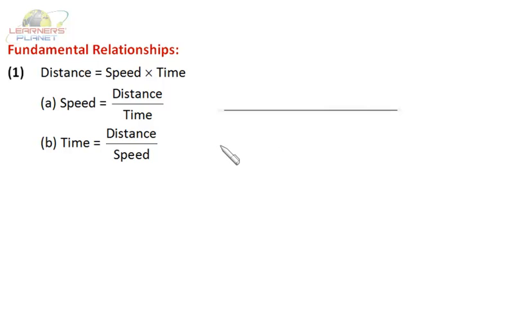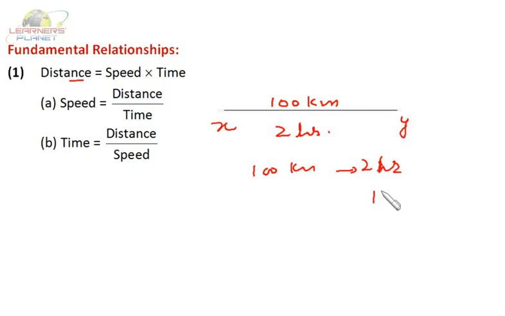Friends, let's understand the relationship among these three terms, that is time, speed and distance. Suppose it is a place X and it is a place Y, and the distance between these two places is 100 kilometer. Now if I am covering that distance in 2 hours, that means per hour how much distance am I covering? If I'm covering 100 kilometers in 2 hours, then in 1 hour I'll be covering 50 kilometers. Now this 50 kilometer is actually my speed. That means the distance covered per unit of time is called speed.